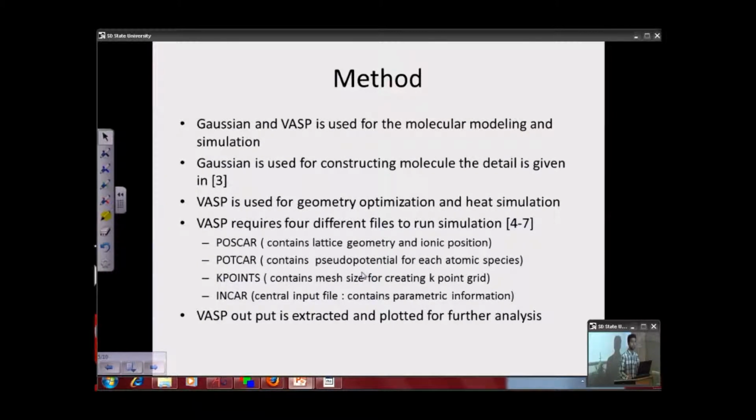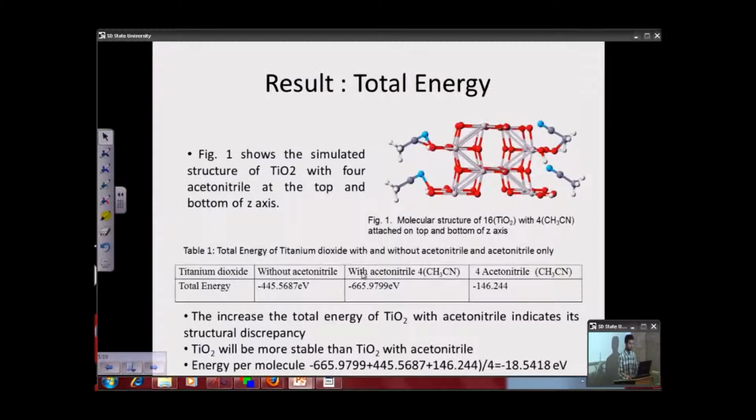So this is the methodology for doing simulation. We used Gaussian as well as VASP. The details are provided by our instructor, so I'm also not going through all of them. This is the result section.